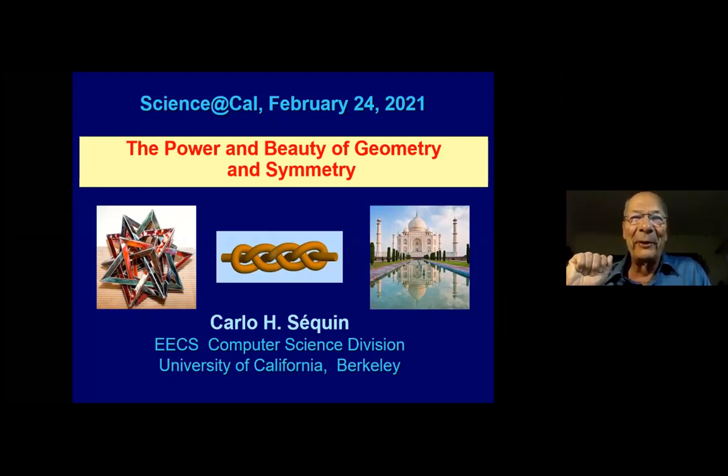Thank you, Dee. Hi, everybody. In my talk on the power and beauty of geometry and symmetry, we will leave the world of natural objects, such as plants, animals, planets, or stars. And we will look at the science of man-made artifacts and systems. But first, a little bit more about my background.